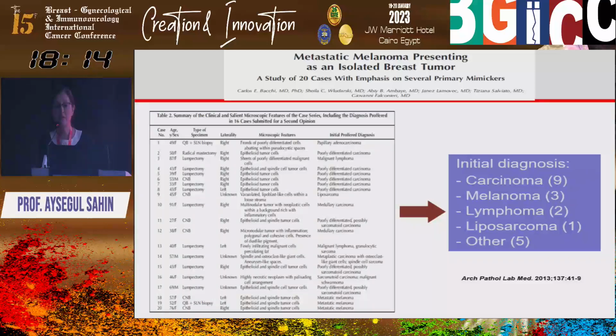As I said, metastatic melanoma is the most frequent lesion, and in general, when we teach pathology to students and residents, we say melanoma is always the greatest mimicker. And this is another study published in the literature looking at 18 cases. And look at the initial diagnosis. The great majority of them were misdiagnoses, either carcinoma or lymphoma or other diagnoses.